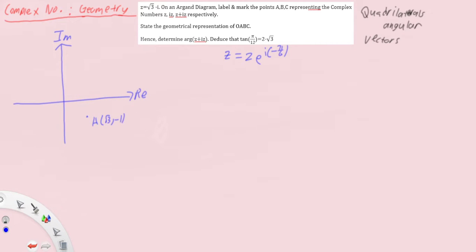Now, iz. So what does iz do? i in exponential form is e to the i pi over 2. So e to the i pi over 2 times z is basically a rotation in the anti-clockwise direction by pi over 2. So simply, somewhere around here, I guess, is B. And we know that this must be a right angle. You notice that it is on the positive side, it is 1 comma root 3.